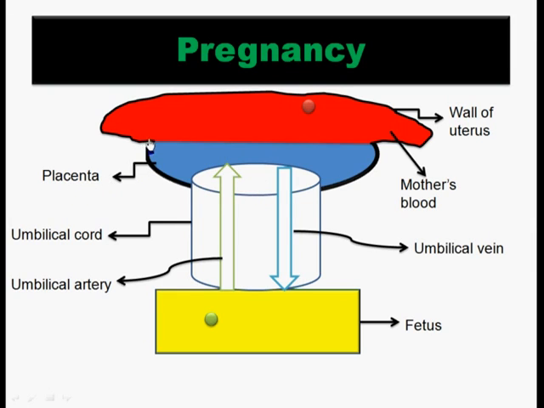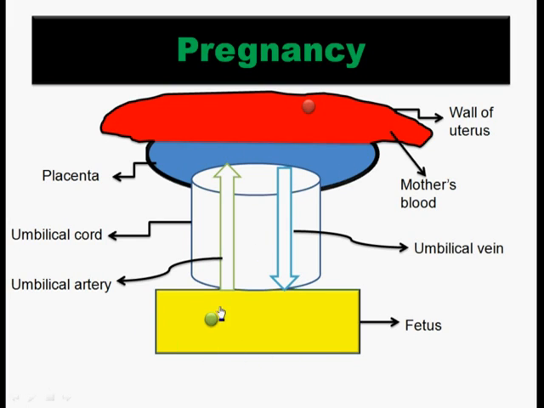And as you can see, the wall of the uterus extends around the what? Placenta. Now, this cylinder-shaped object is representing what we call the umbilical what? Cord. Now, enclosed in the umbilical cord, you have the umbilical artery and you have the umbilical what? Vein. And of course, this yellow rectangle represents the fetus.